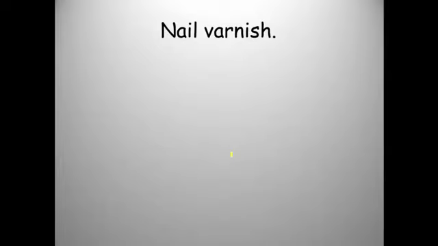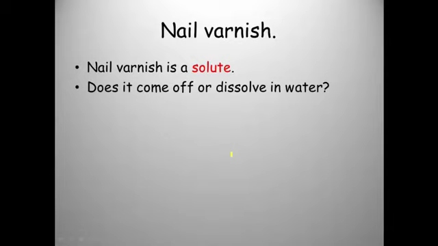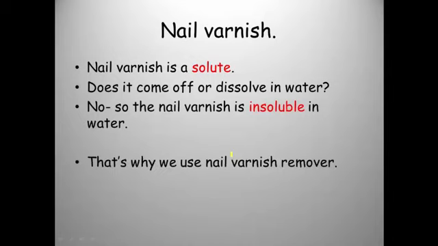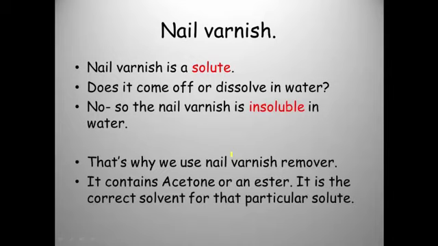Right, now nail varnish. Nail varnish is a liquid that, when it dries up, will turn solid, and it's a solute. Now, does it come off in water? No, it doesn't. And the reason being is nail varnish is insoluble in water. That's why you use a nail varnish remover. Anything that contains an acetone or an ester would be the correct solvent for that particular solute. So water won't get nail varnish off. It has to be the correct solvent for that particular solute.